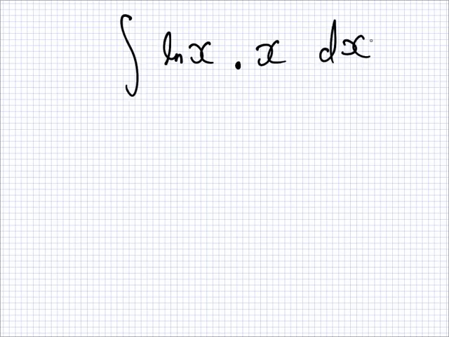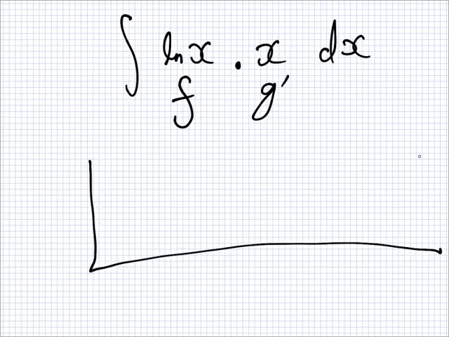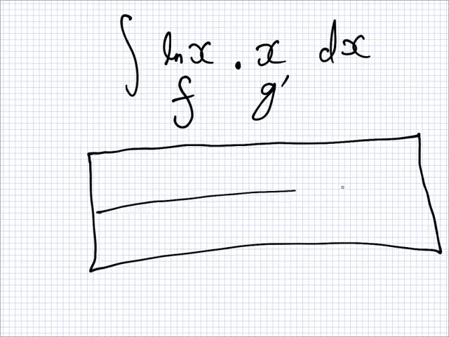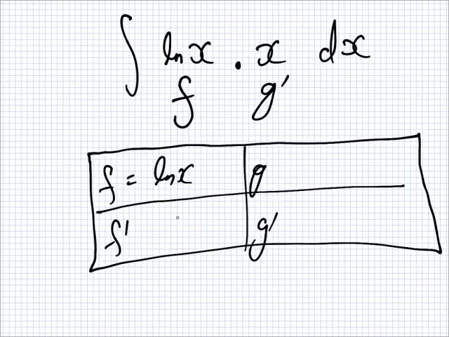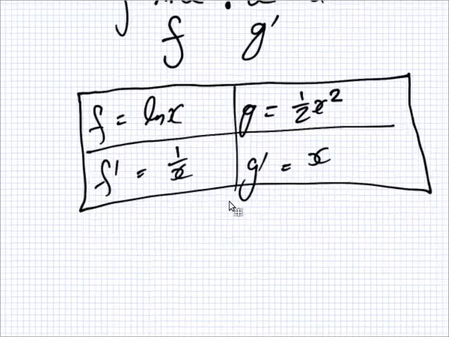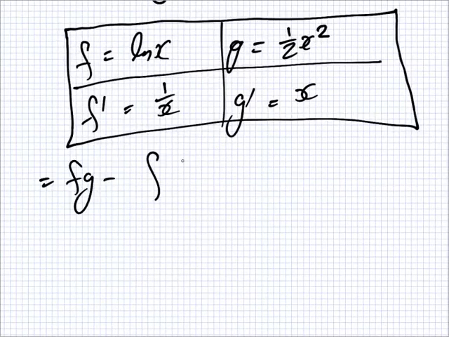Finished? Some people finished? Let's have a look. So we call this one f and this one g derivative. So f derivative, g derivative. So that would be log x, and the derivative 1 over x. And then g derivative is x, and g is 1 over 2 x squared. Yeah. So this equals fg minus f derivative g.